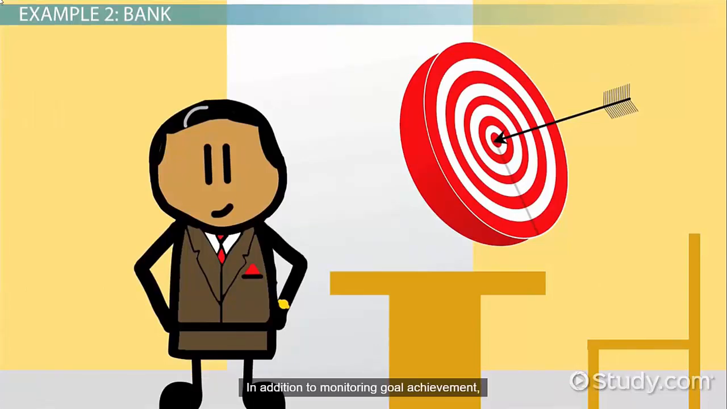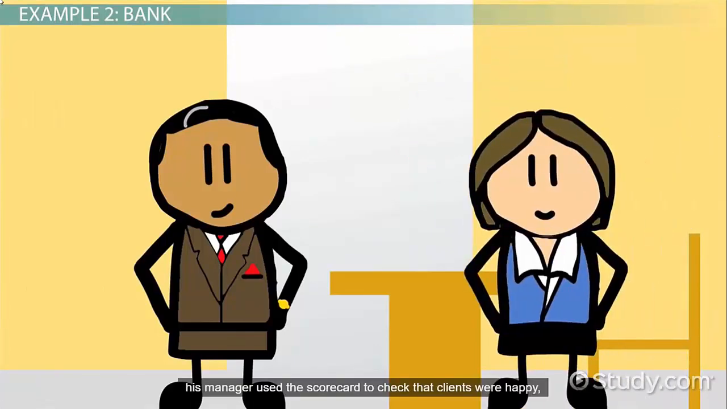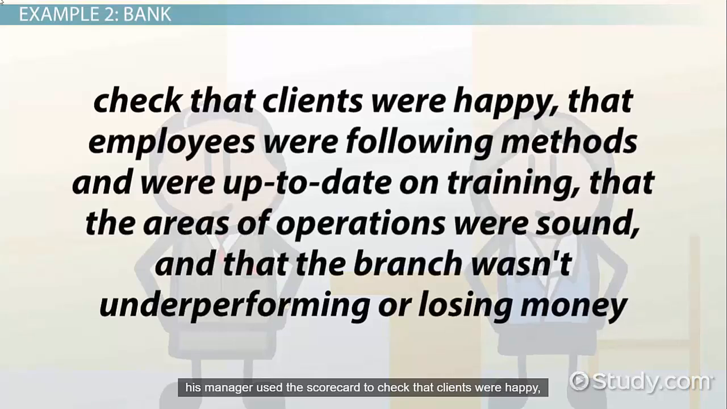In addition to monitoring goal achievement, his manager used the scorecard to check that clients were happy, that employees were following methods and were up to date on training, that the areas of operations were sound, and that the branch wasn't underperforming or losing money.